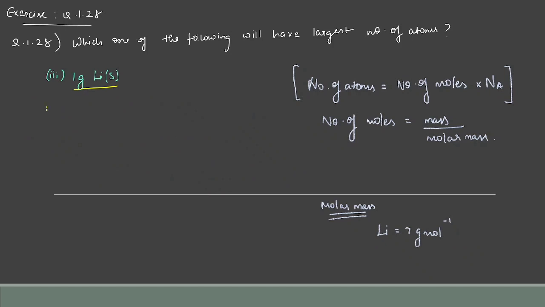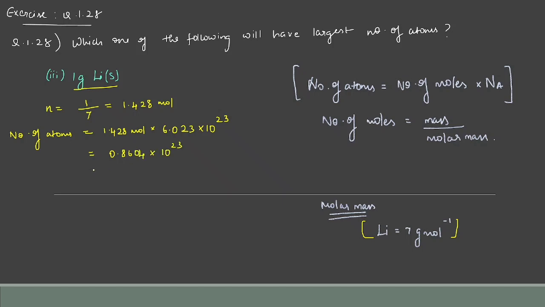Third one is to calculate the number of atoms in 1 gram of lithium. The same way, 1 gram and molar mass is 7, so 1 by 7 is equal to 0.1429 moles. So moles has been found, and now we'll calculate the number of atoms. So number of atoms will be number of moles into Avogadro number, so 0.1429 into 6.023 into 10 power 23. This is equal to 0.8604 into 10 power 23.